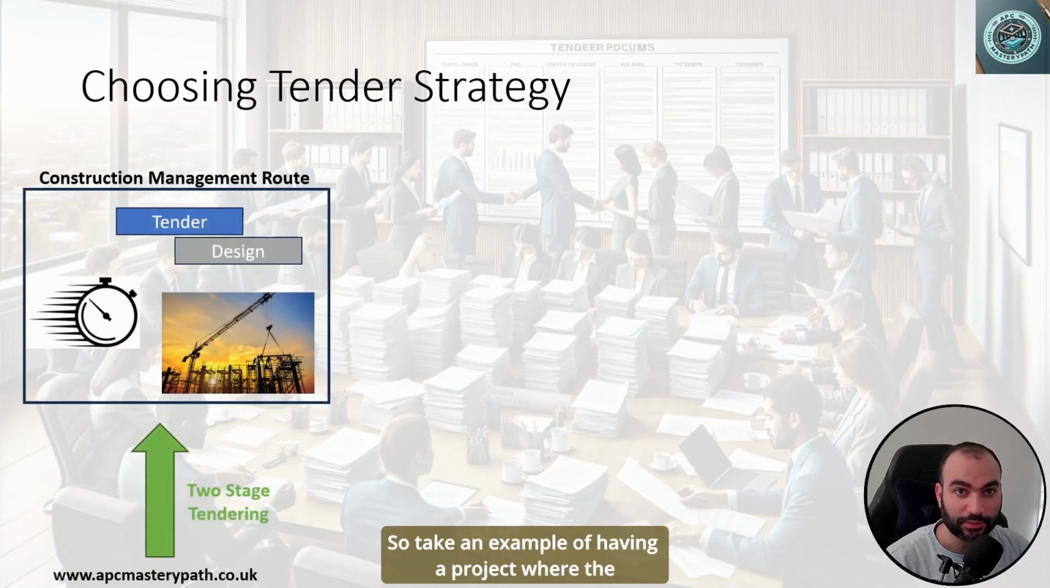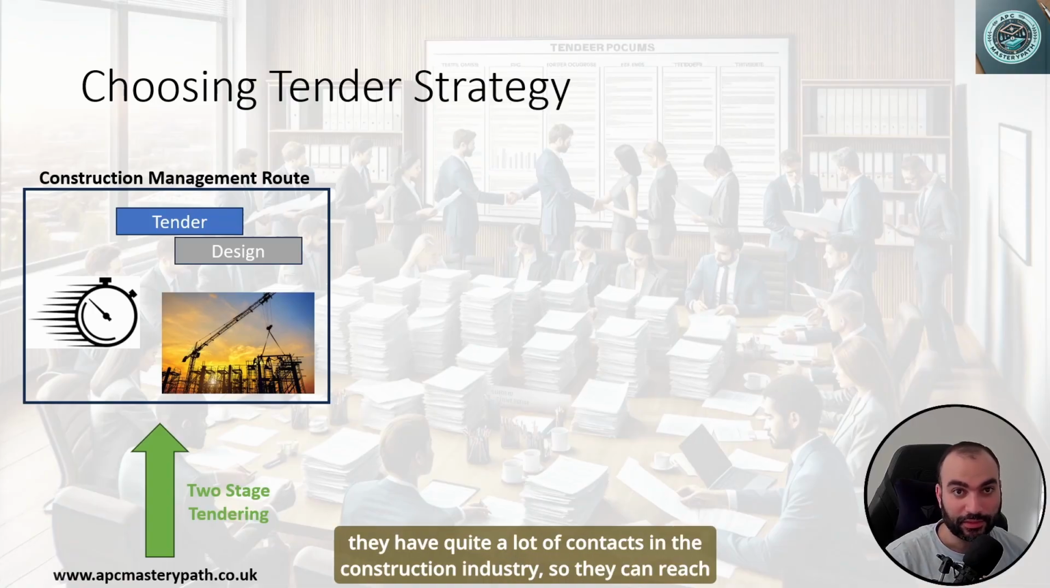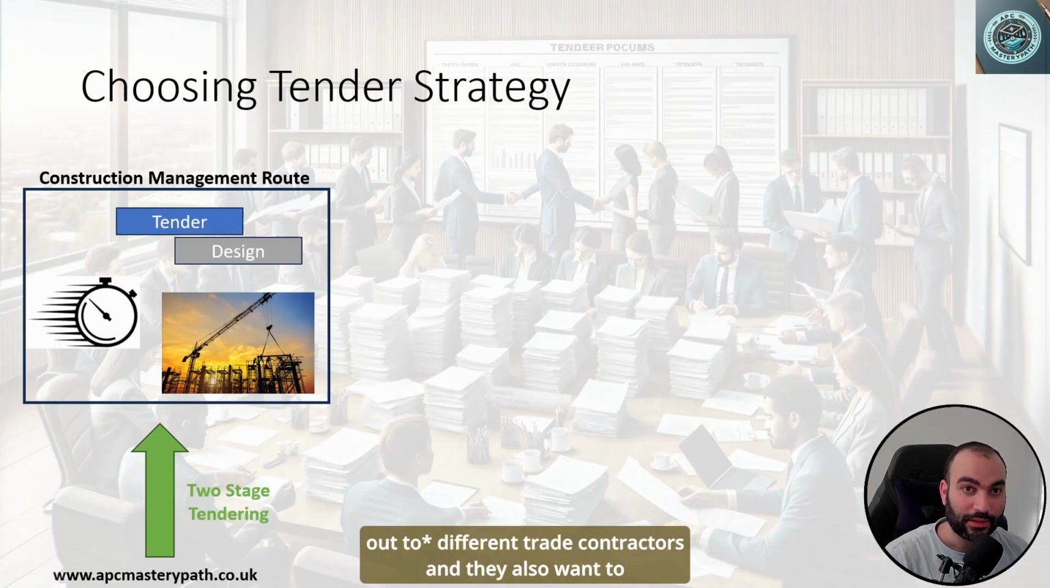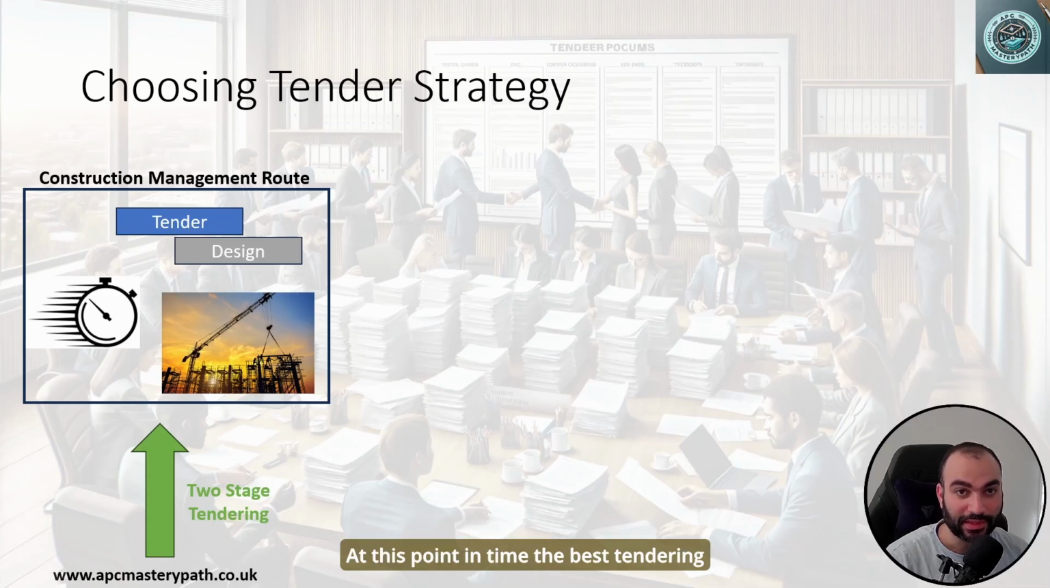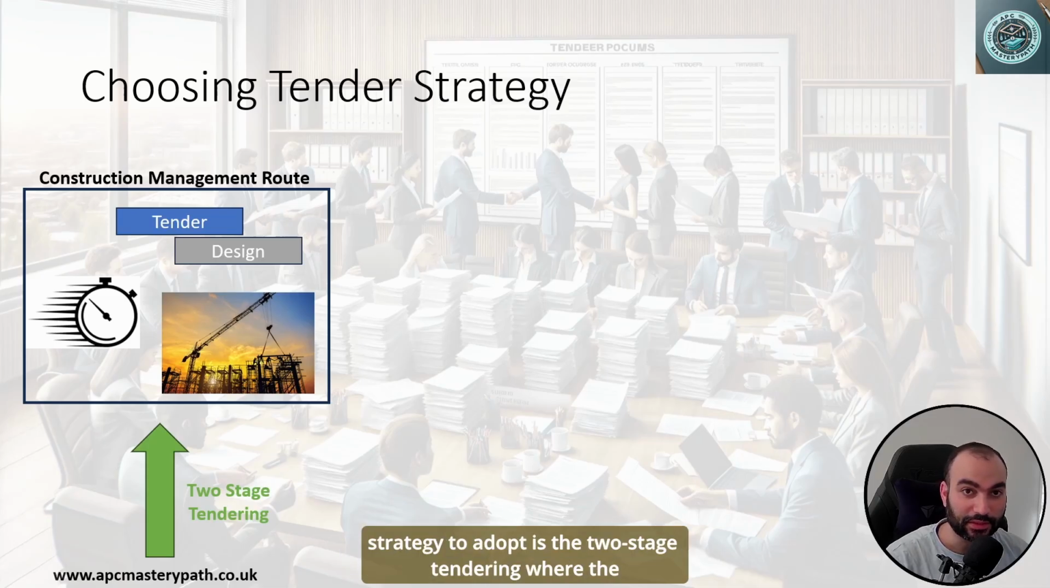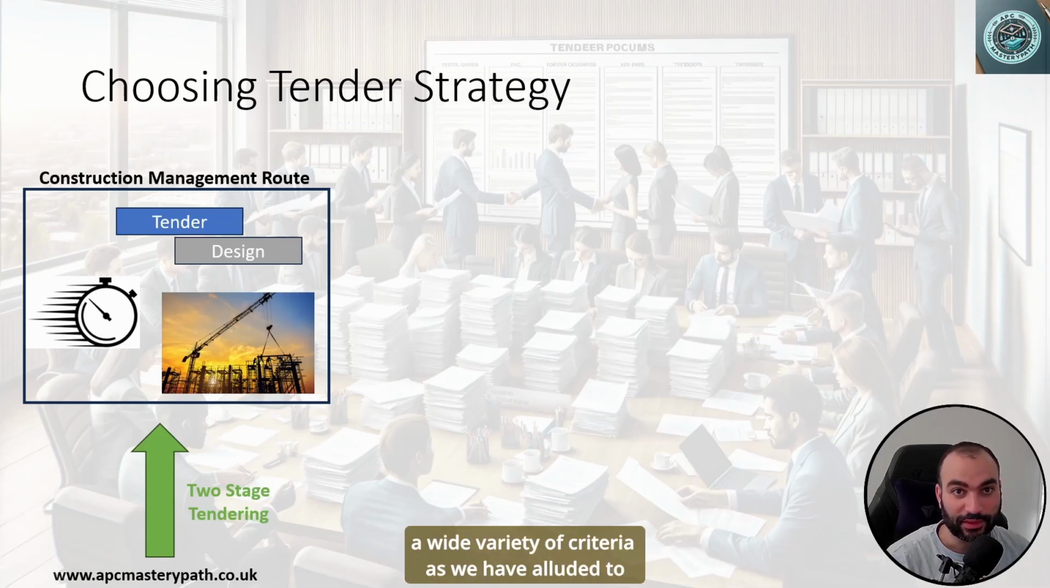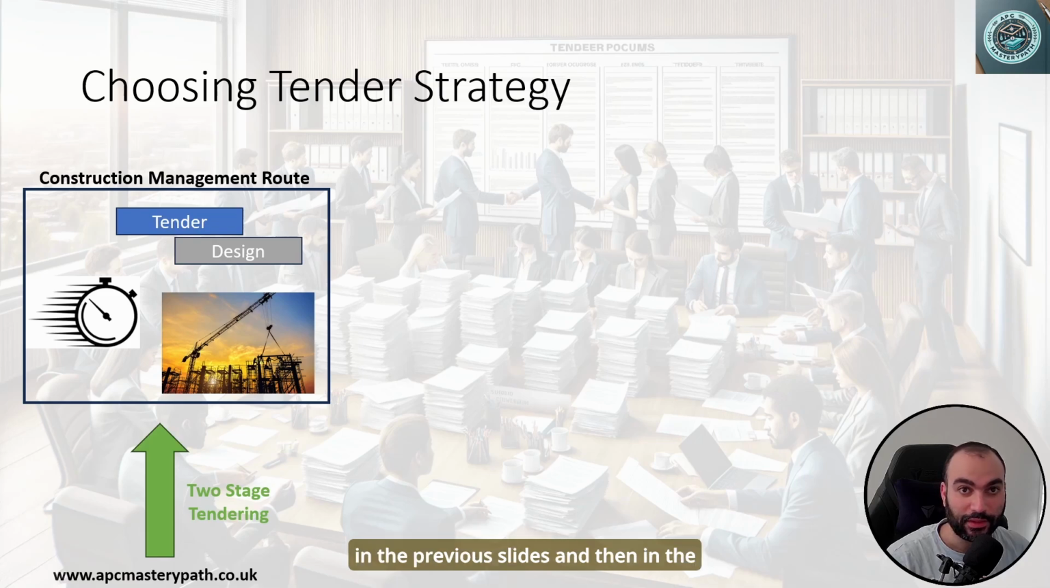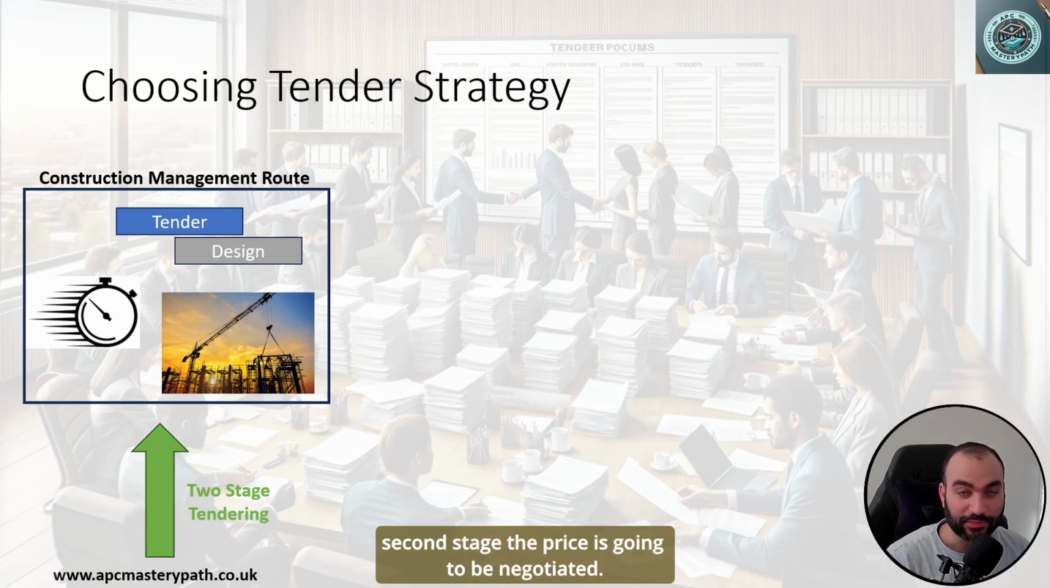So take an example of having a project where the client wants to start early on site, and the client has the expertise to have direct relationships with the trade contractors. They want to have fast track delivery, and the client has quite a lot of contacts in the construction industry, so they can reach out to different trade contractors, and they also want to have an overlap between the design and the tender. At this point in time, the best tendering strategy to adopt is the two-stage tendering, where the contractors are going to be appointed based on a wide variety of criteria, as we have alluded to in the previous slides. And then in the second stage, the price is going to be negotiated.